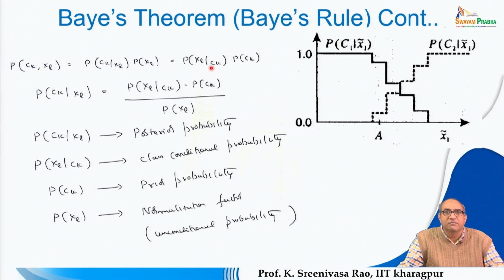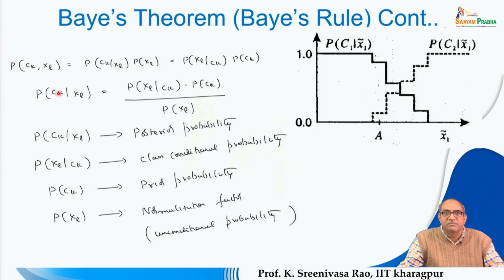From these two terms, if you rearrange, probability of Ck given xl can be written as, here xl means, since it is discrete, the feature vector corresponds to a particular bin; otherwise it is simply x in a continuous space. So probability of Ck given x can be written as probability of xl given Ck into probability of Ck by probability of xl.